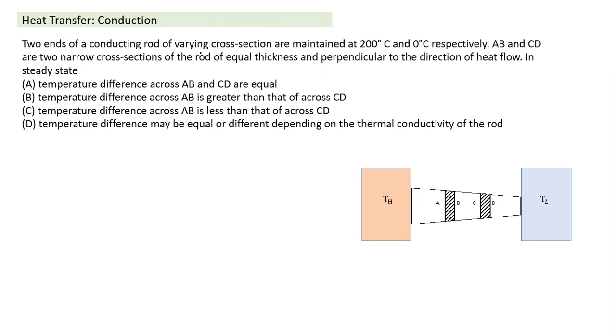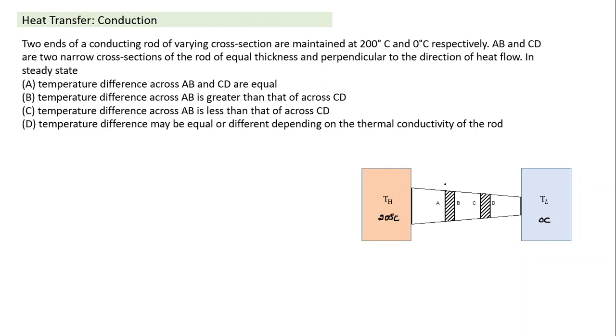Let's say the two ends of a conducting rod with a varying cross section are maintained at 200 degrees and 0 degrees. This end is maintained at 200 degrees centigrade, and this is maintained at 0 degrees centigrade. It has a varying cross section, but we can also take a part of the rod here. We have taken AB and CD as two narrow cross sections of the rod of equal thickness.